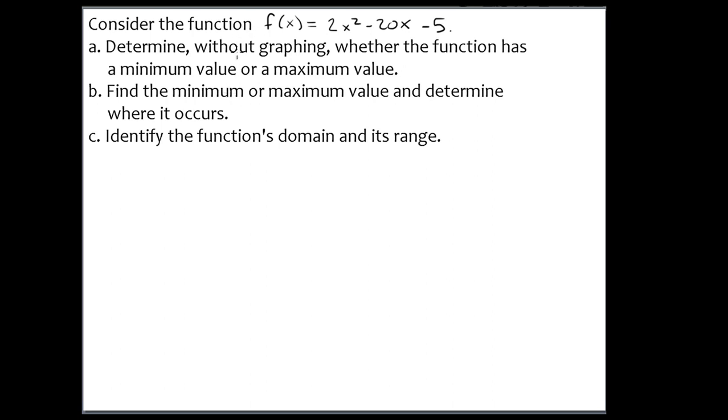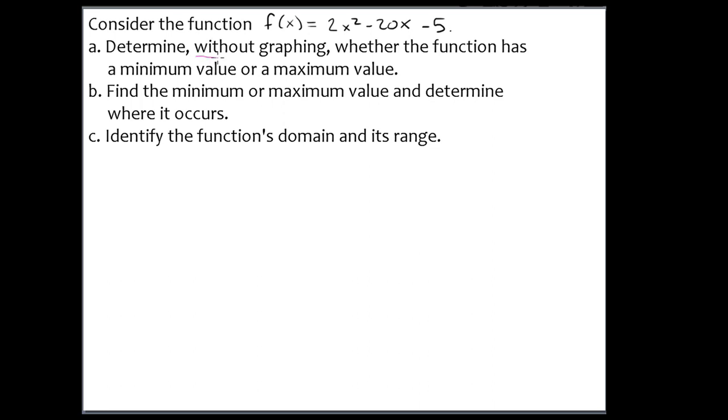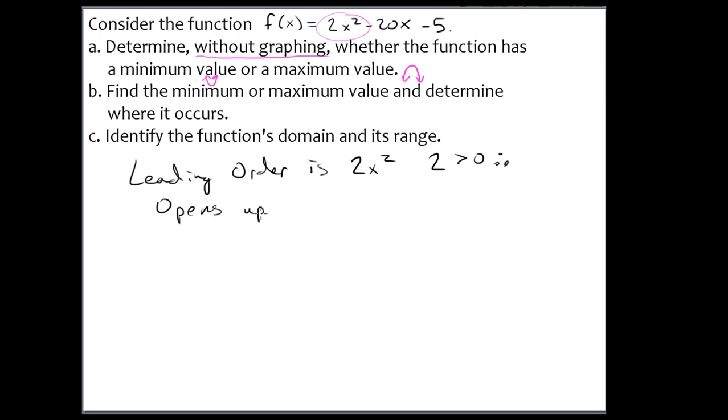Let's take a parabola. f of x is equal to 2x squared minus 20x minus 5. And we're going to determine, without graphing, whether the function has a minimum or a maximum. If it has a maximum, it opens downward. If it has a minimum, then it's going to open upward. I can determine that by looking right here at the leading order term. The leading order term is 2x squared, and that 2 is greater than 0. Therefore, this opens up, and it has a minimum.